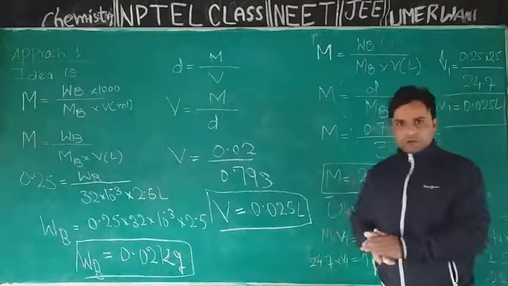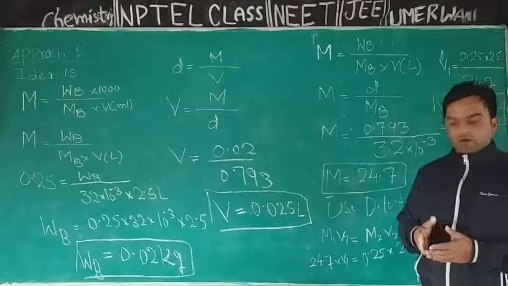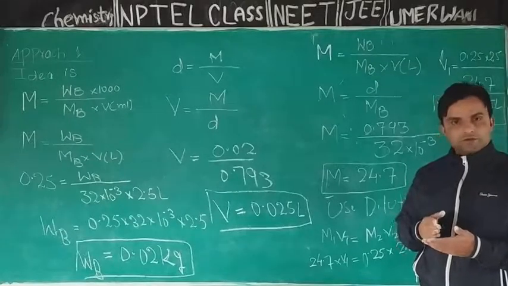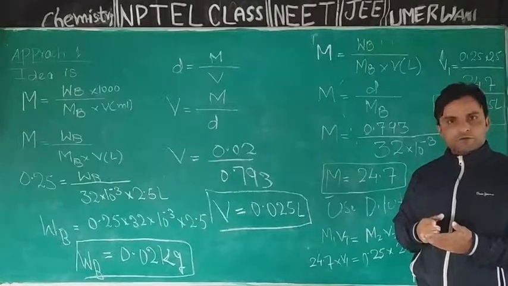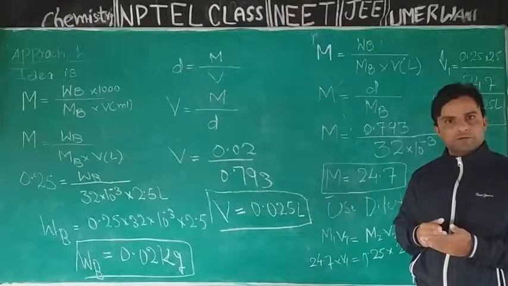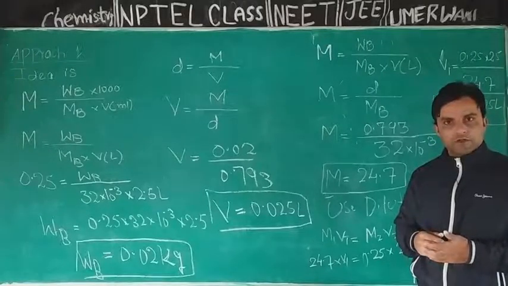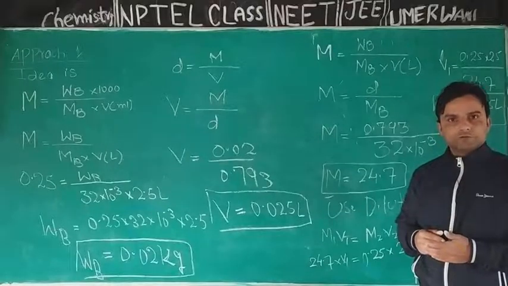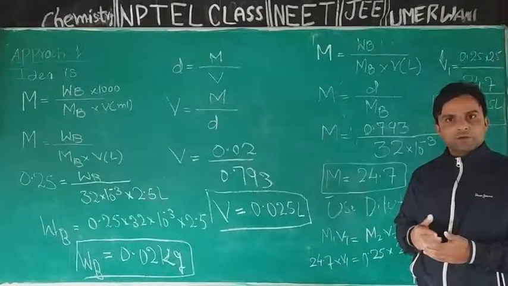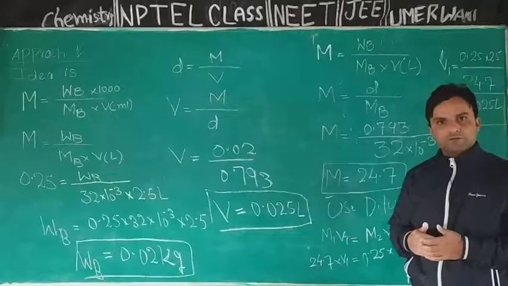So what you learned from this numerical problem? This numerical problem was based on methanol. Density of methanol was given. We needed to calculate what volume of methanol we have to take in order to prepare 0.25 molar solution in 2.5 liters. We had to calculate the volume of methanol needed to prepare 2.5 liter solution of molarity 0.25 molar.